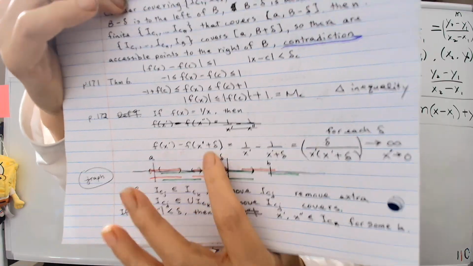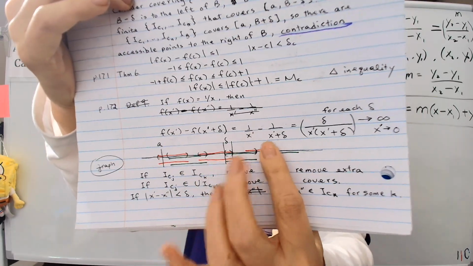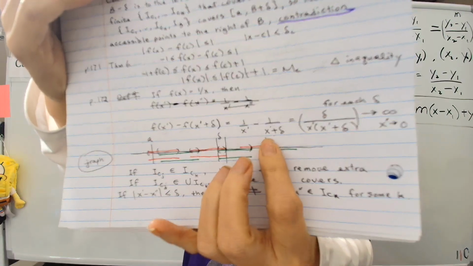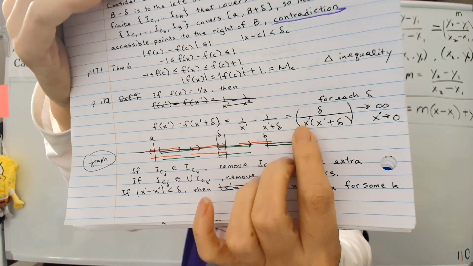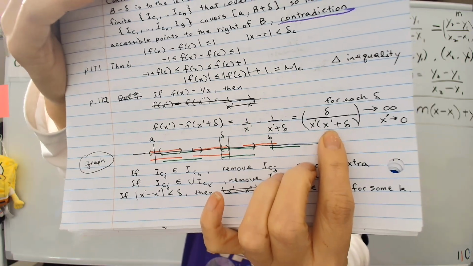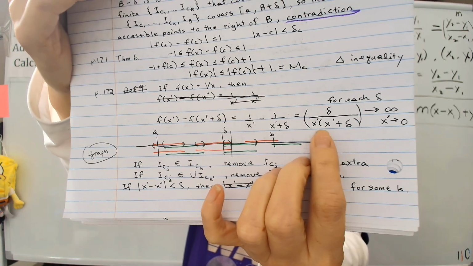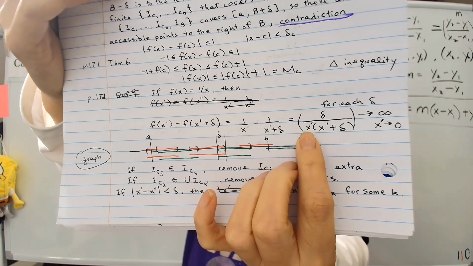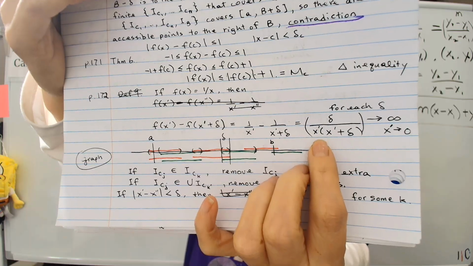If delta is a little bit away from x', what would be 1 over x' minus 1 over x' plus delta? Now, we do the common denominator trick, and very soon you notice this value equals delta over x' times x' plus delta. And where does this value go as x' goes to 0? This whole thing goes to infinity.